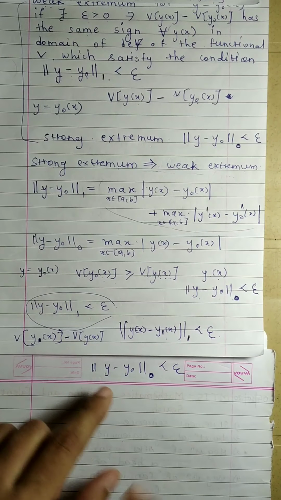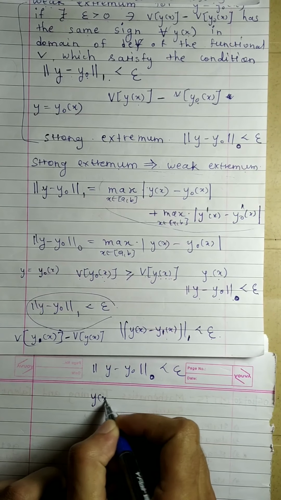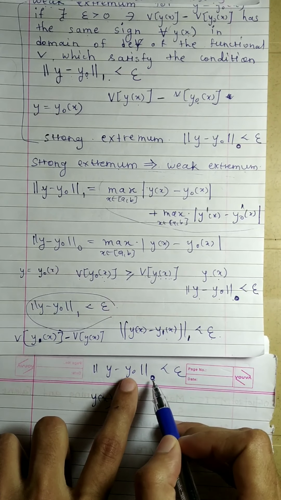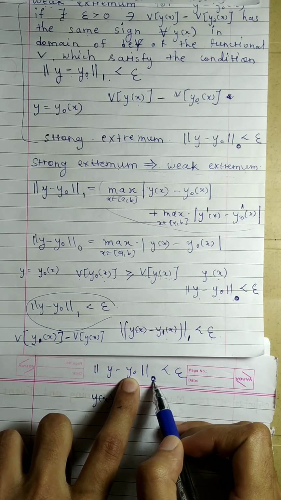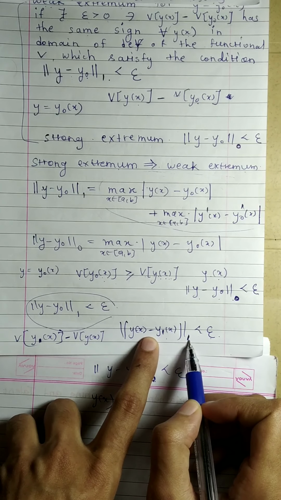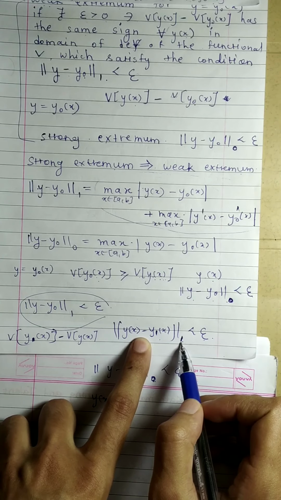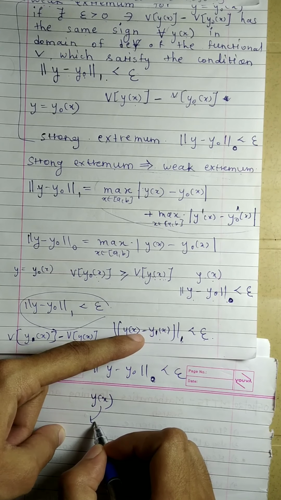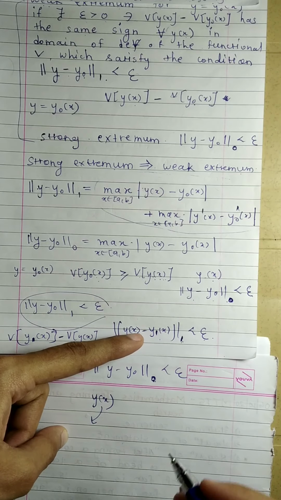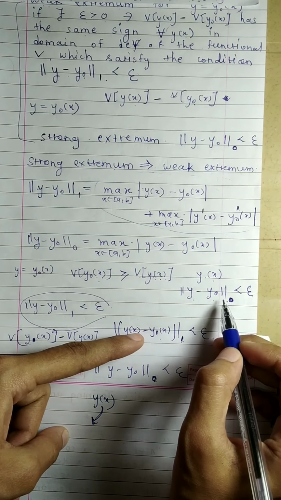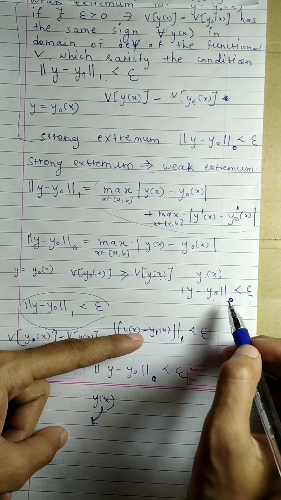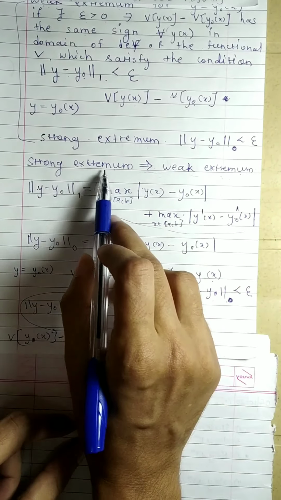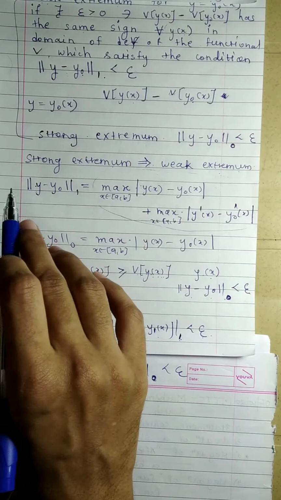But there may be some y of x which is left out, such that it is satisfying this condition and not satisfying this condition. So whenever we considered all y of x satisfying this, that y of x was left out. But when we want to talk about the strong extremum, that y of x should be considered, and it will not be considered here. And therefore what we say is, strong implies weak, but weak need not imply the strong extremum.